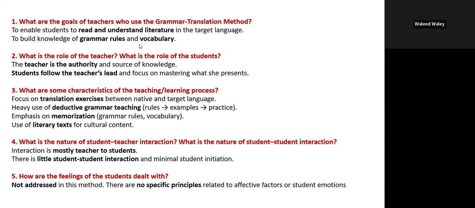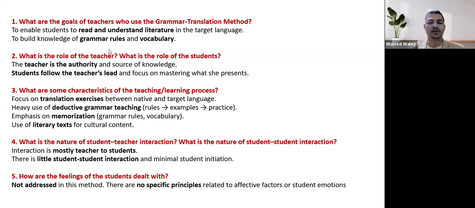Okay, and here we have the role of the teacher. You can check your answers. The teacher is the authority. Well done, Ala. And the students follow the teacher's lead, so they don't have any choices. They have to follow the teacher in the grammar translation method. What are some characteristics of the teaching learning process?